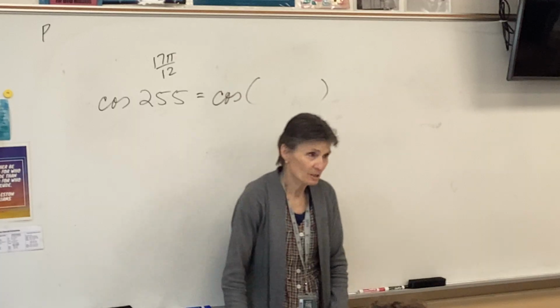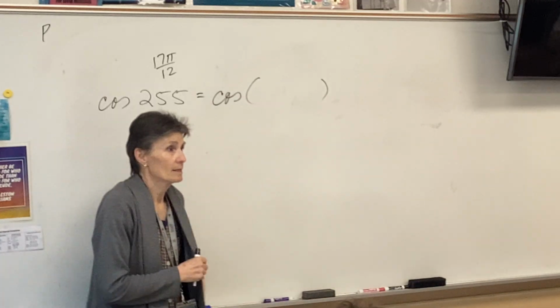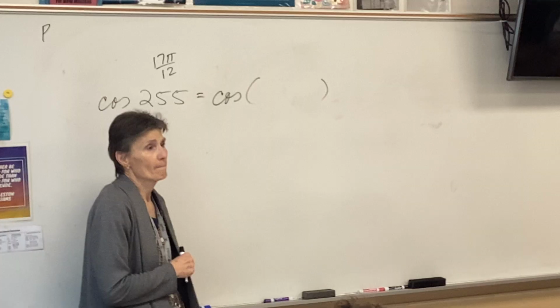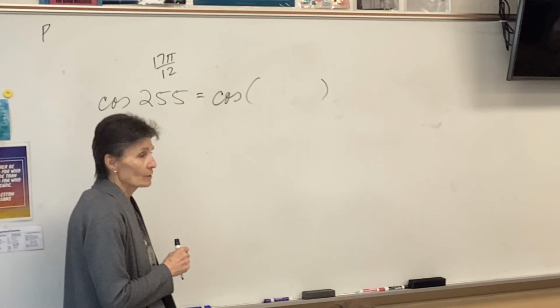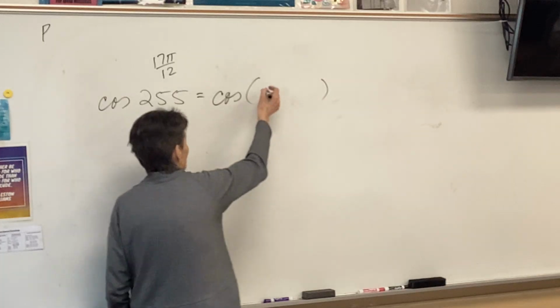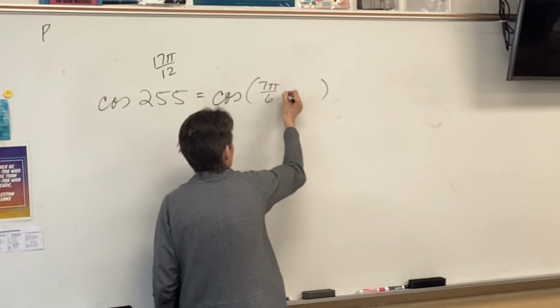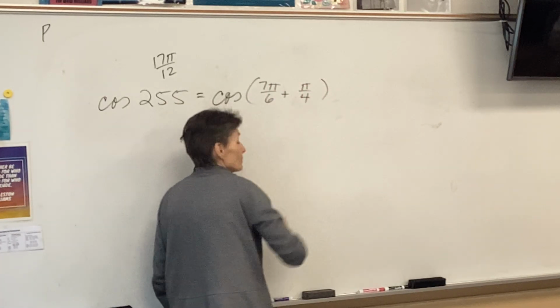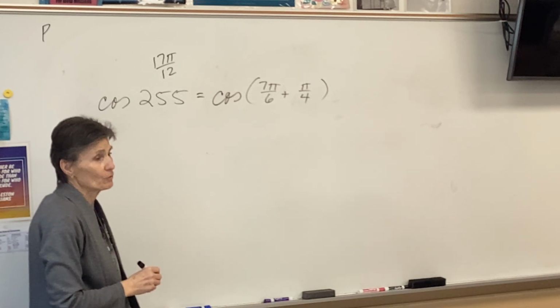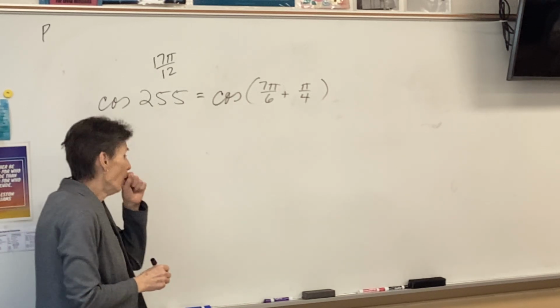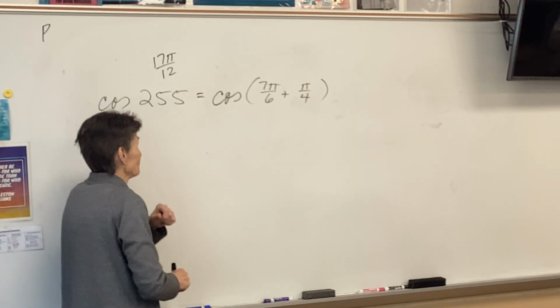Anybody find a combination? There's lots. Anybody find any of them, Sam? Can you do 210 and 45? You absolutely can. That would be 7 pi over 6 and pi over 4, or 210 and 45 if you're doing it with degrees.